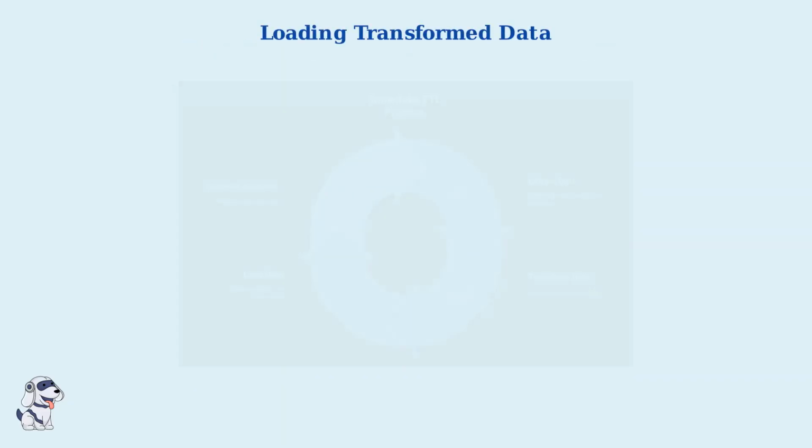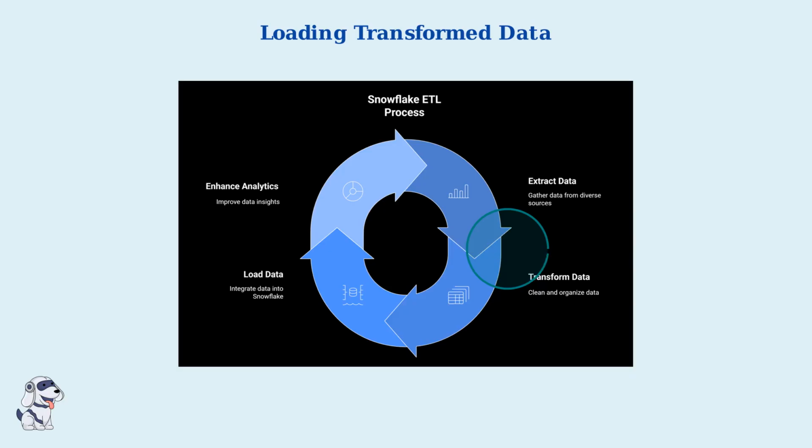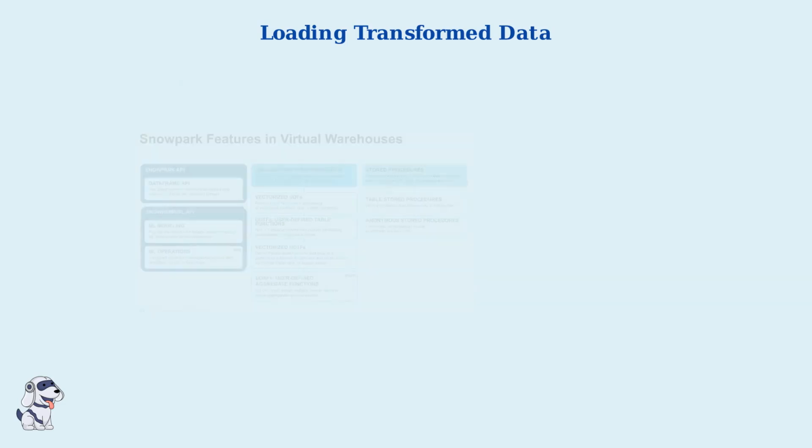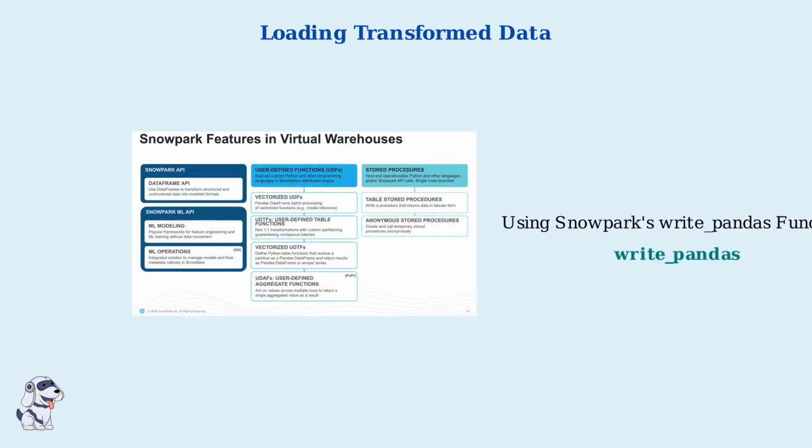After transforming the data, we move to the loading phase of ETL. This is where the cleaned and processed data gets stored in Snowflake tables for analysis and reporting. Snowpark provides the write_pandas function, which efficiently loads pandas data frames directly into Snowflake tables. This method handles data type conversions and optimizes for Snowflake's columnar storage.